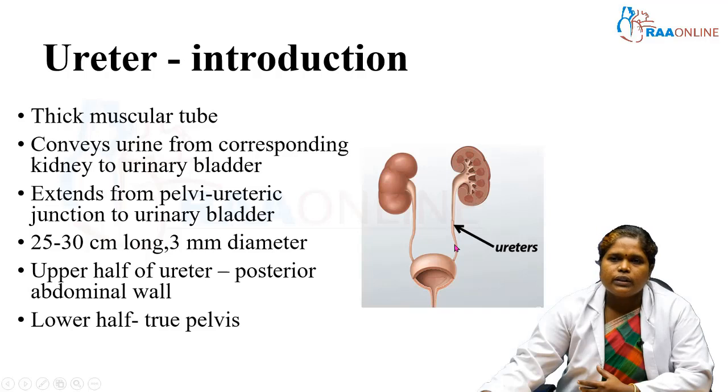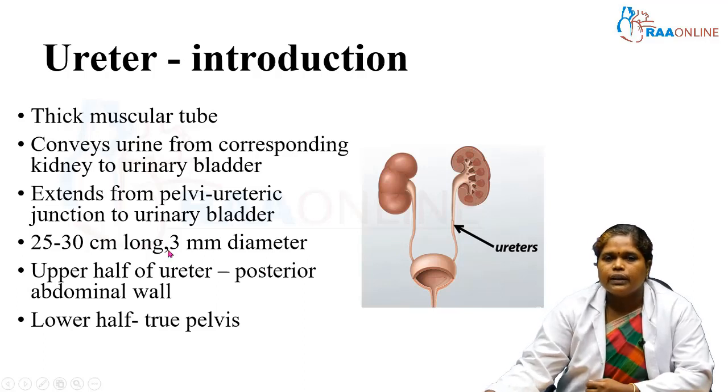So the length of the ureter is 25 to 30 centimeters and the diameter is 3 millimeters. Here the diameter bears clinical importance. If there are ureteric stones which measure more than 3 millimeters, they will be dangerous, occluding the lumen of the ureter and producing colicky pain. That's why you have to know the diameter of the ureter. So the diameter of the ureter is 3 millimeters.